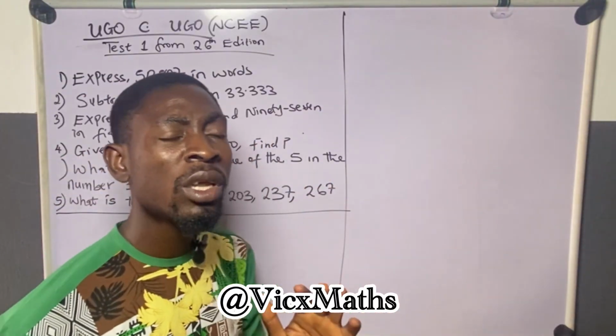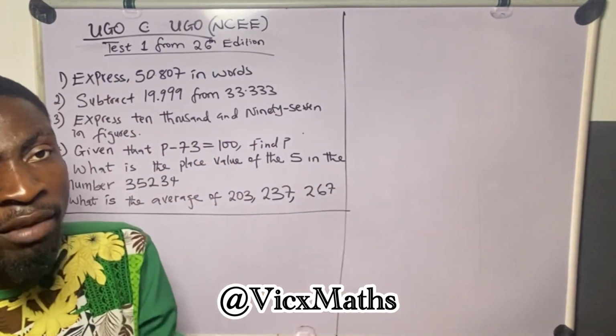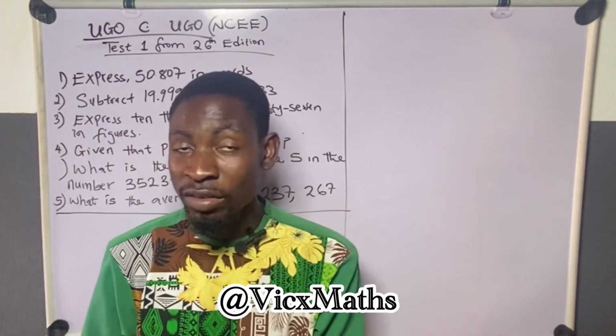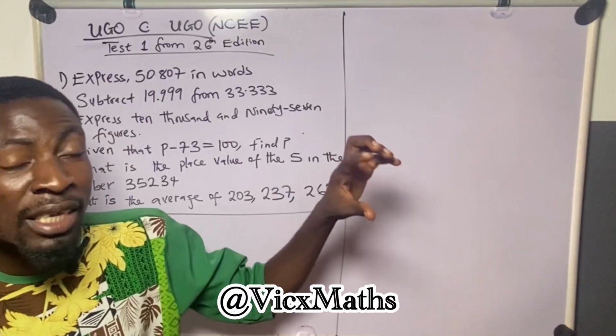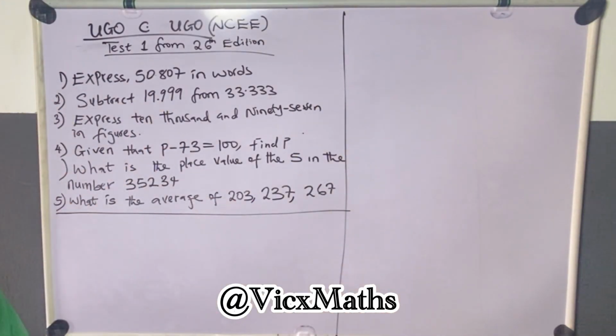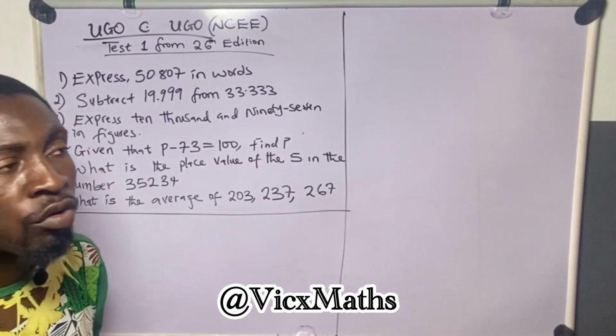So today I'll be solving questions on National Common Entrance, and I've been doing that before now. But today, we have a new book. I just purchased the 26th edition. So I said, let me go through test one of the 26th edition. Here we have the first 5 questions from the book, and we'll be solving them. Follow us as we solve these questions. And it is very simple.